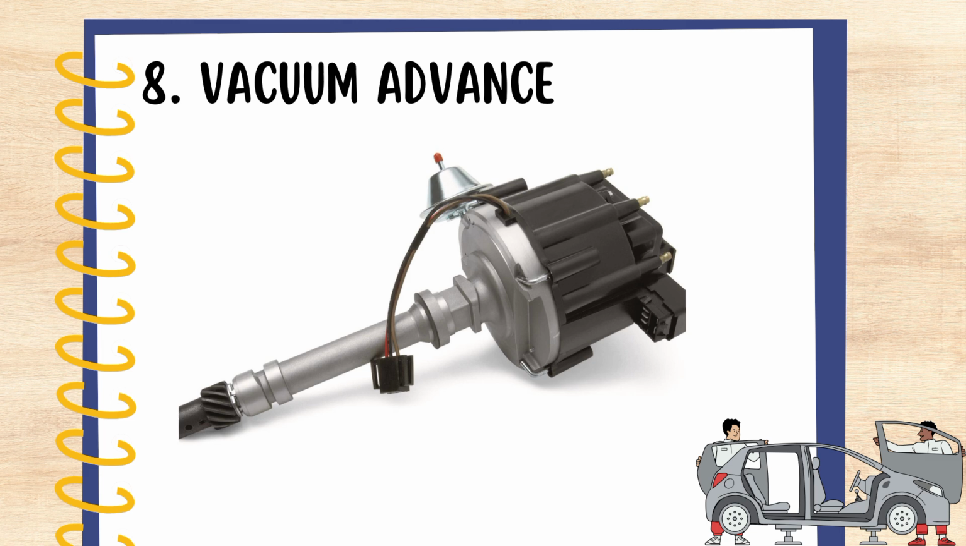The next one is the vacuum advance. This is a device connected to the engine intake manifold. The function of the vacuum advance is to adjust the ignition timing based on the engine load. When the engine is under light load, like cruising, it advances the timing to improve fuel efficiency and performance.